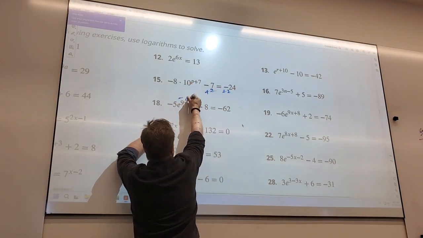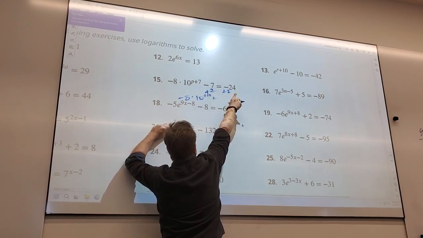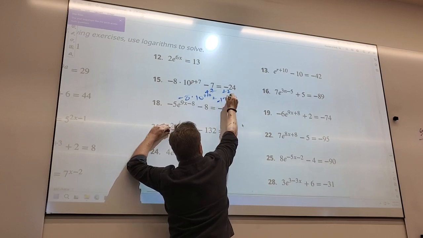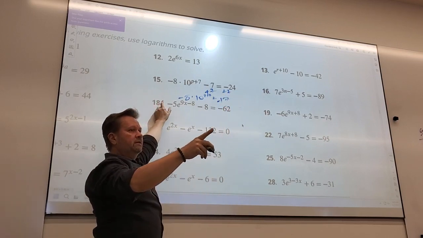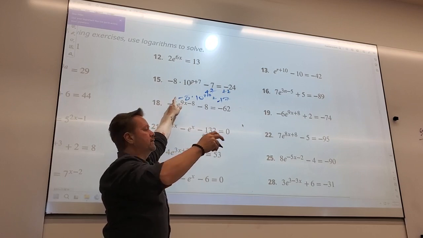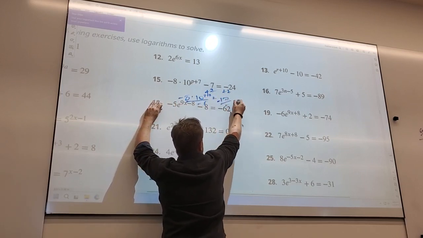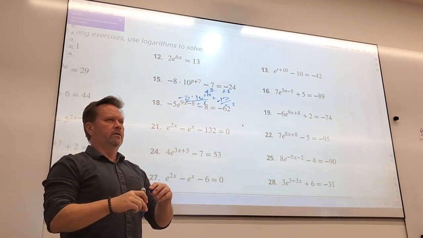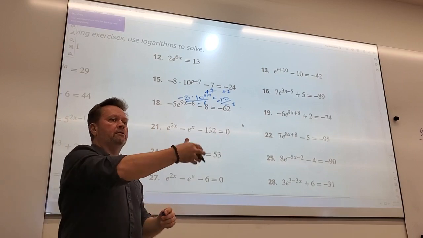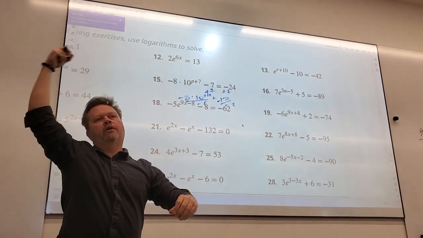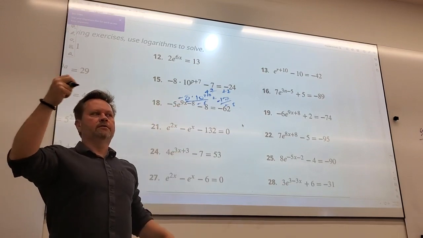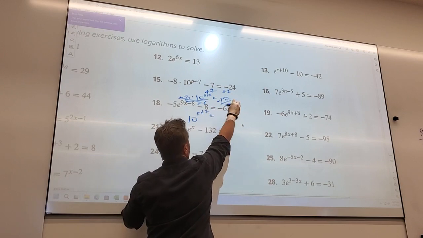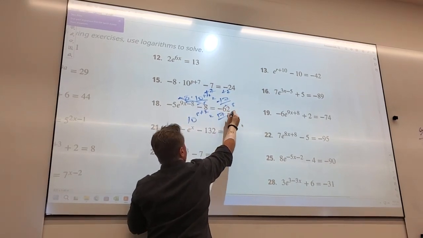So then you get negative 8 times 10 to the p plus 7 equals negative 17. Now you want to divide by negative 8. Whenever we solve any equation, we're stripping away everything that's on top of my variable, because we want to stop with p equals a number. So I'll get 10 to the p plus 7 equals 17 over 8.